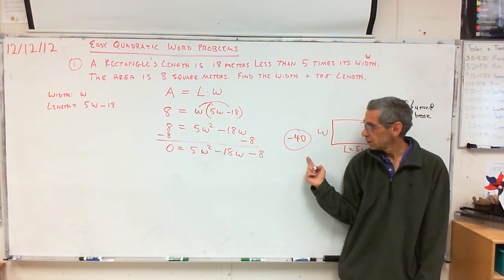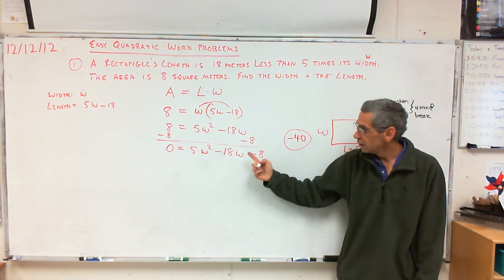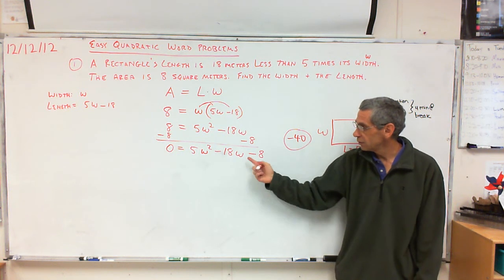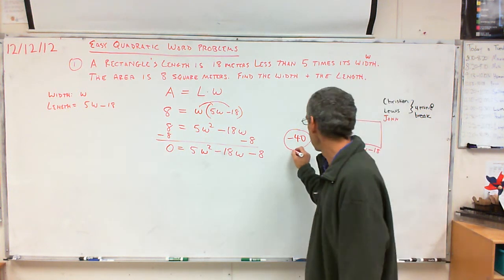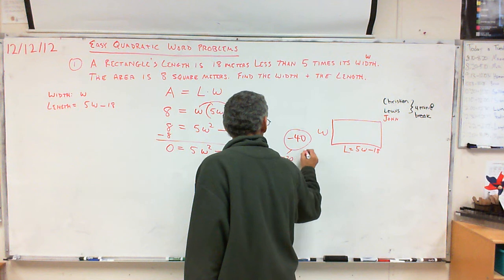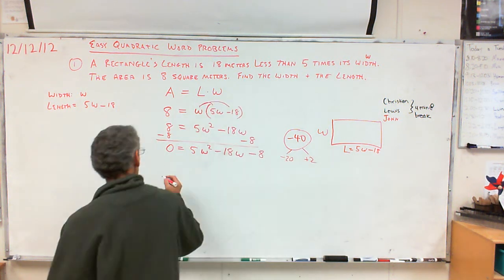20 and 2. 20 and negative 2. So negative 20 and positive 2? Is that what you're thinking? Yeah. Okay, so negative 20 and positive 2. Okay, so let's do that.